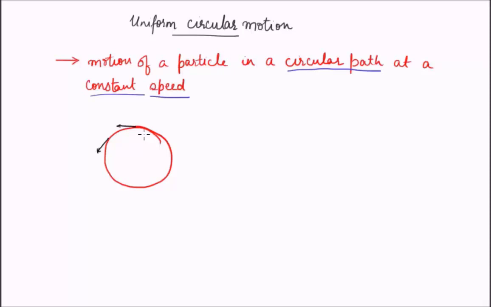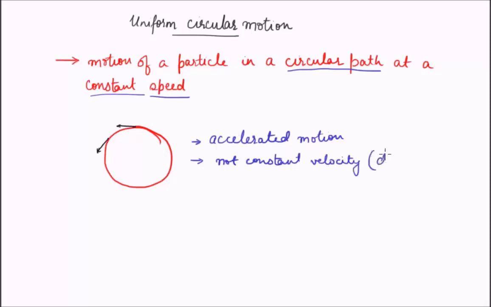And what do we know about a motion in which the velocity is not constant? We know that then the motion is an accelerated motion. Therefore, a uniform circular motion is a motion under acceleration, and it is not constant velocity. Though the magnitude of velocity, that is the speed, is constant, the direction changes. And since the direction changes, the velocity changes.